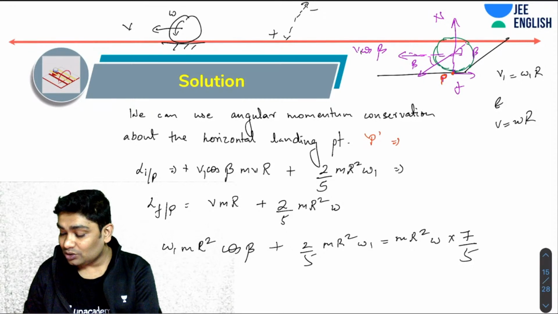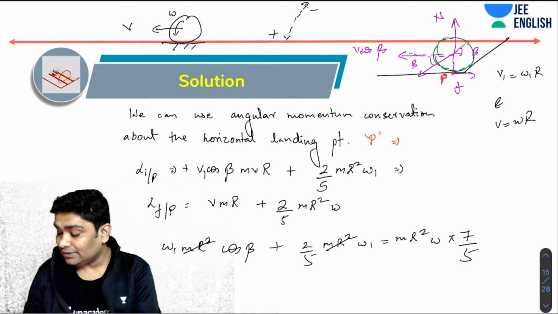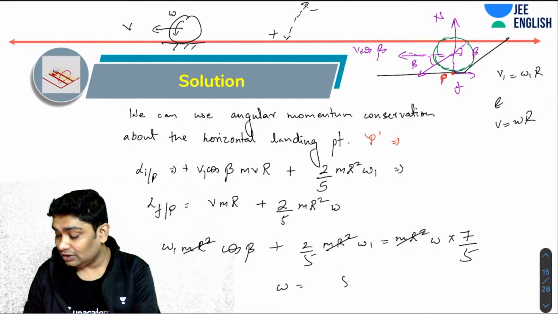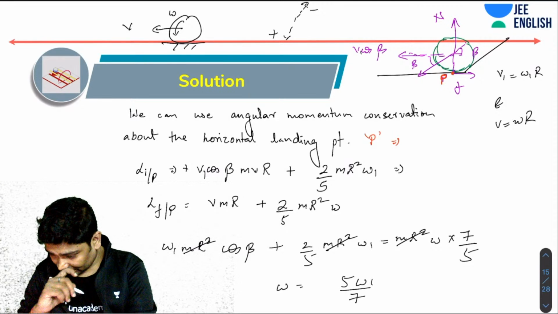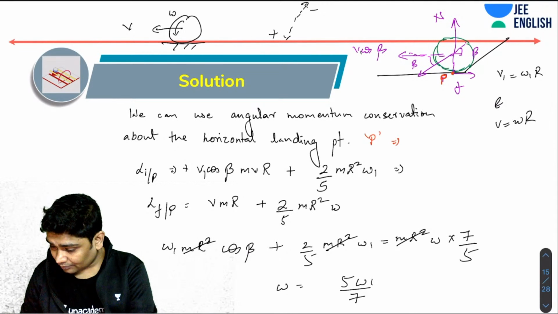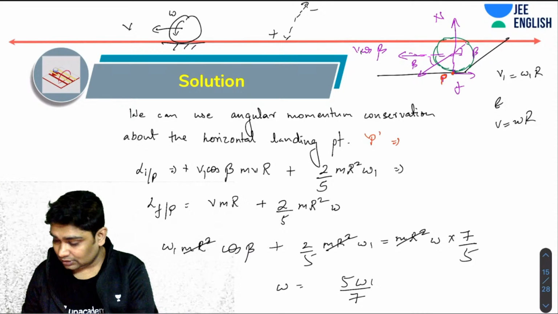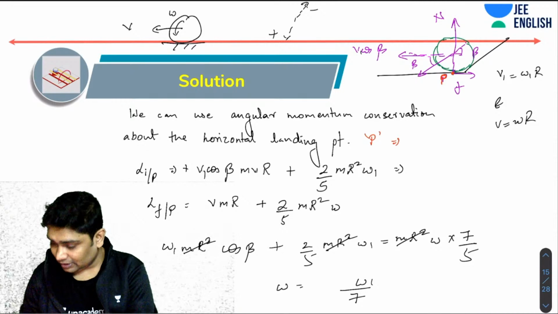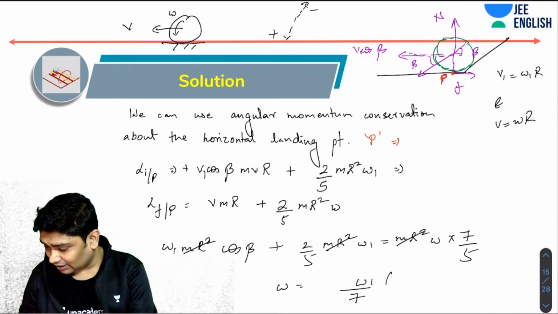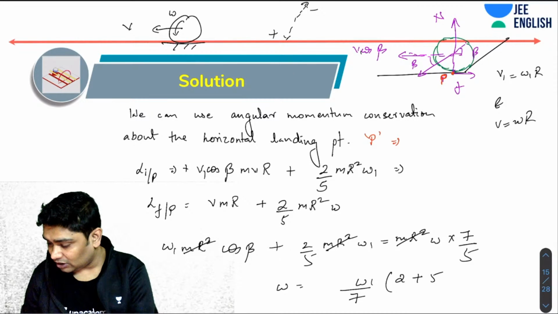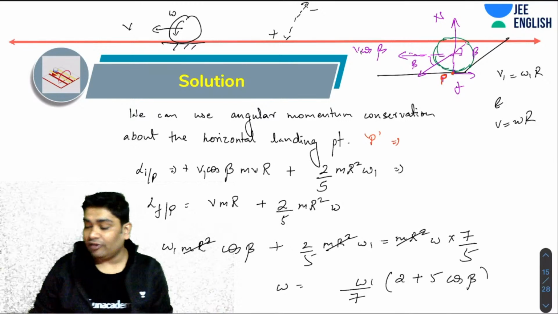So you can cancel out the m r squares, and what you will get is omega equals 5 omega 1 by 7 times, with the 5 canceling, 2 plus 5 cos theta. This would have been your answer.